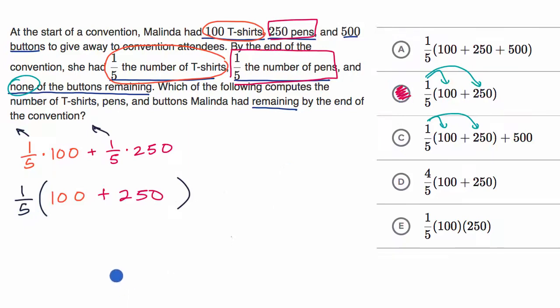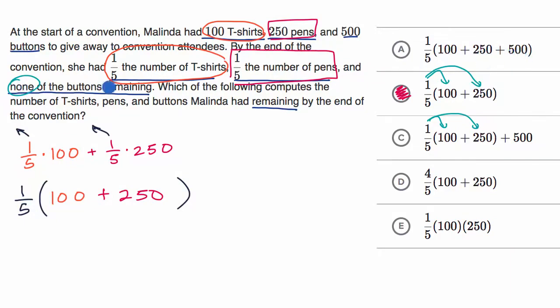Now, we could have gone the other way around. We could have started with the choices. We could have said, look, choice A has 1/5 times the sum of our original number of t-shirts, pens, and buttons. And that would have been accurate if we were left with 1/5 the number of t-shirts, 1/5 the number of pens, and 1/5 the number of buttons.